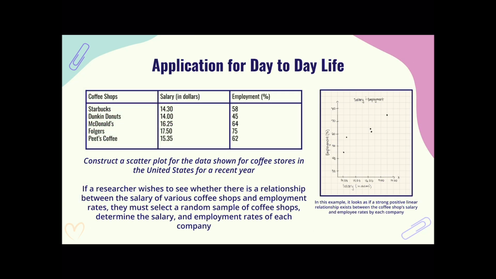Construct a scatter plot for the data shown for coffee stores in the United States for a recent year. If a researcher wishes to see whether there is a relationship between the salary of various coffee shops and employment rates, they must select a random sample of coffee shops and determine the salary and employment rates of each company. As you can tell in the graph shown below, in this example it looks as if a strong positive linear relationship exists between the coffee shop salary and employment rates by each company.